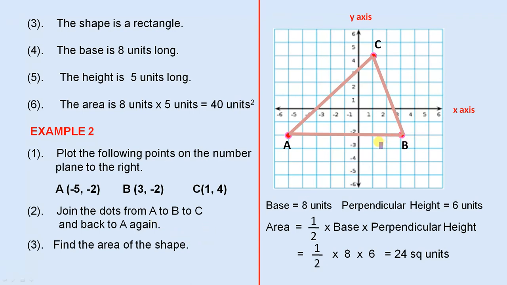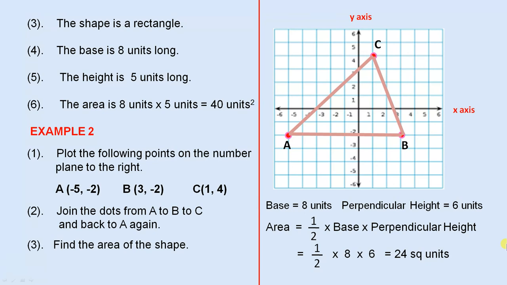Now if we remember from earlier videos, this is the base of the triangle, and that is the height. So the base is 8 units. If we start from there, 1, 2, 3, 4, 5, 6, 7, 8. The perpendicular height is 6 units. If we start from here, 1, 2, 3, 4, 5, 6. We saw in earlier videos that the area of a triangle was half times the base times the perpendicular height, which is a half times 8 times 6, which is 24 square units.